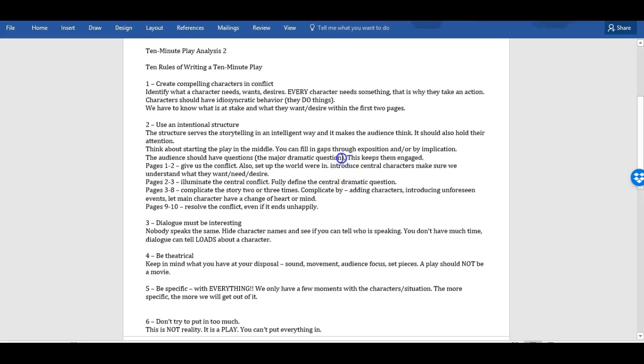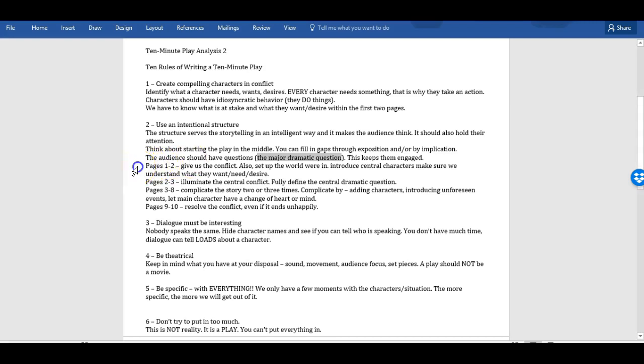There's always going to be a major dramatic question to a play. In a full-length play, maybe it changes from one question to another. In a 10-minute play, there's probably just one. What is the major dramatic question? What is the audience wanting to know? Why do they keep watching? They want to know, will she live through this? They want to know, will she escape? They want to know, fill in the blank.